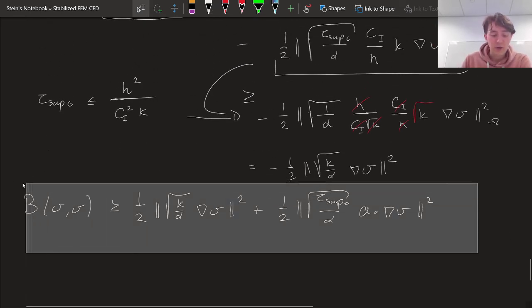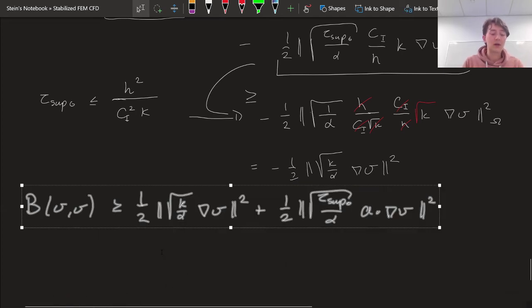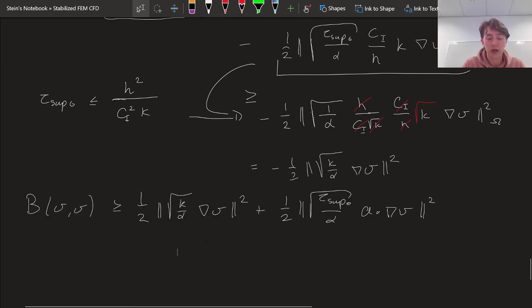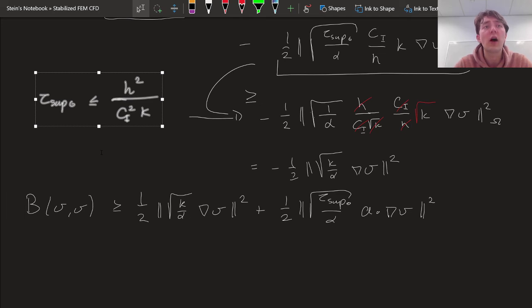Okay, so now we have our coercivity statement. The bilinear form B(v, v) is going to be larger than or equal to some constant times a normed quantity. And now we also have an upper limit of our stabilization parameter. From our first video, we saw that we have a certain expectation of how we want our tau parameter to behave. And now additionally we have an upper limit. So we have to make sure that we construct a tau that satisfies both. We want it to satisfy our limit, and at the same time we would like it to behave in a different way.